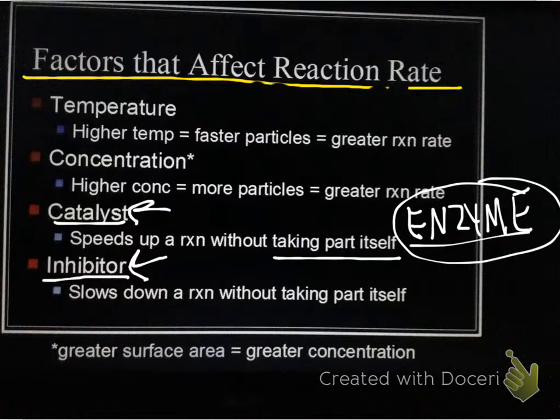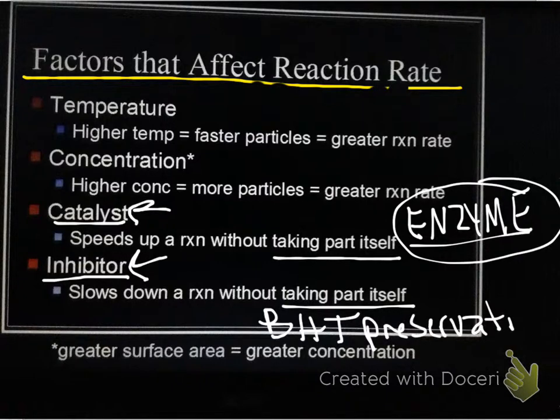The other side of things are inhibitors, and these slow things down. Okay, and the same as a catalyst, where it doesn't take part in the reaction, neither does an inhibitor. It just slows it down. And these are used all the time, especially nowadays, in foods. Okay, and we put things like BHT in our food to preserve it. Okay, so we use preservatives. And preservatives are inhibitors. They slow down the breakdown of the food. So they slow down that decomposition reaction.